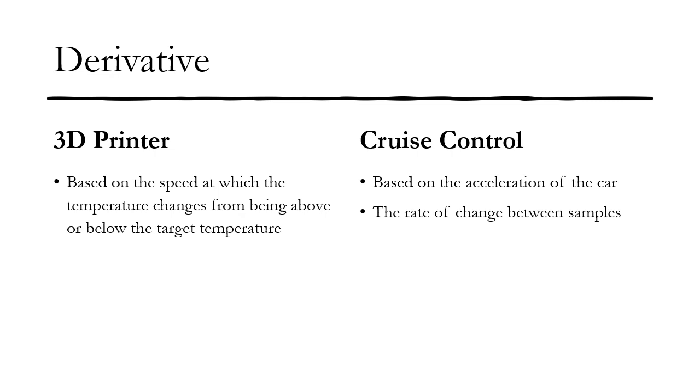And with the cruise control, it's based on the acceleration of the car. So it takes samples and it's based on the rate of change between the samples. As you're getting up to speed, it looks at the acceleration that the car is doing, and it will slow that acceleration as it gets close to the speed that it wants to be at. Or if you start to go up a hill and your acceleration starts to drop, it will look at that and change the throttle to give you more acceleration to get back to where you need to be.